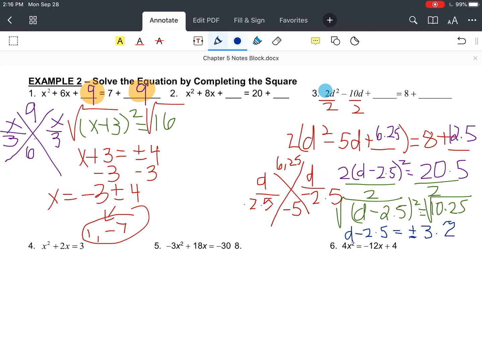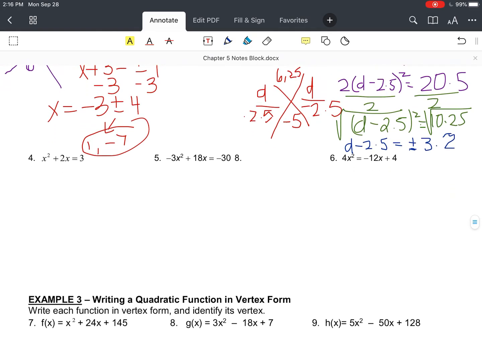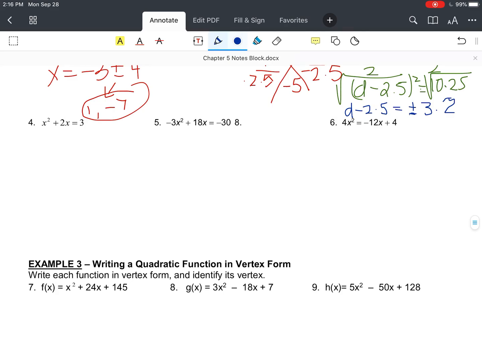So there's a few extra ones here to practice. A lot of them are not set up for you anymore. So let's just quickly look at number 6 because this one is not set up. So let's make sure we know how to set it up. For number 6, remember you want your b to be on the same side as your a. So moving the 12x to the left, I'm going to end up with 4x squared plus 12x equals 4.